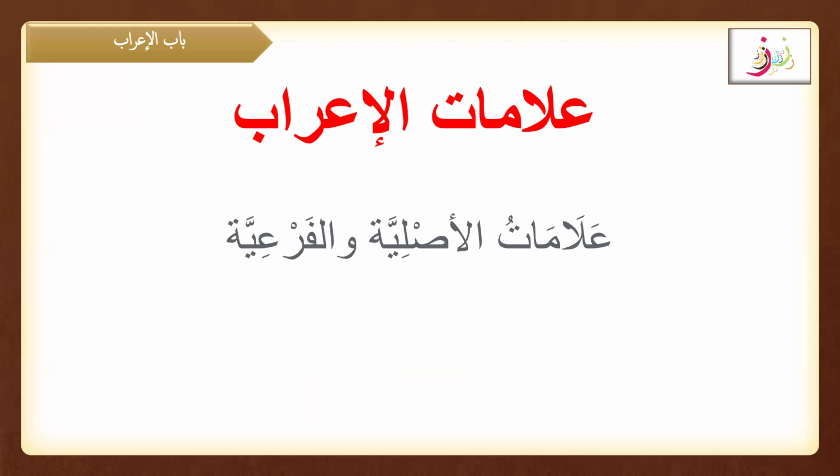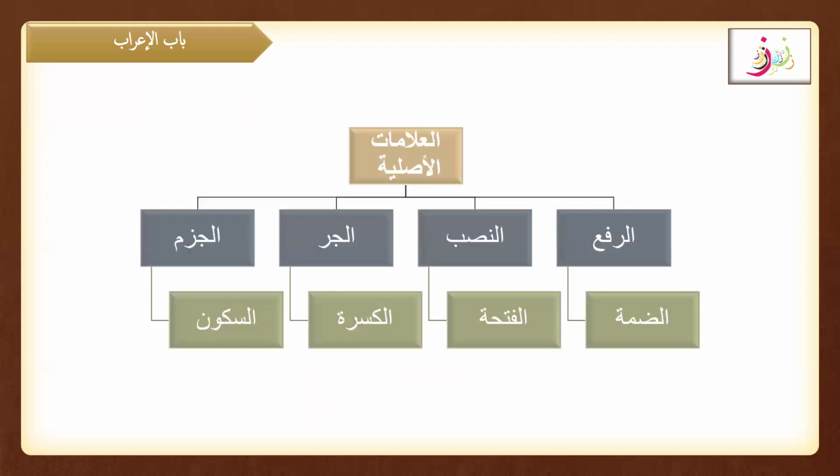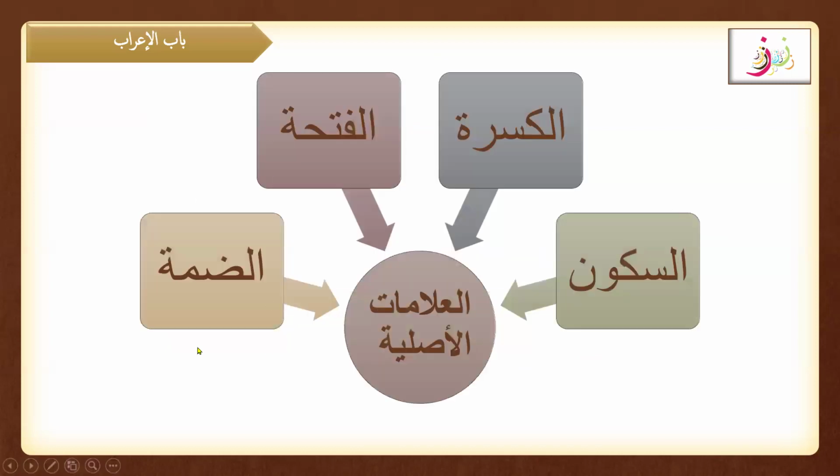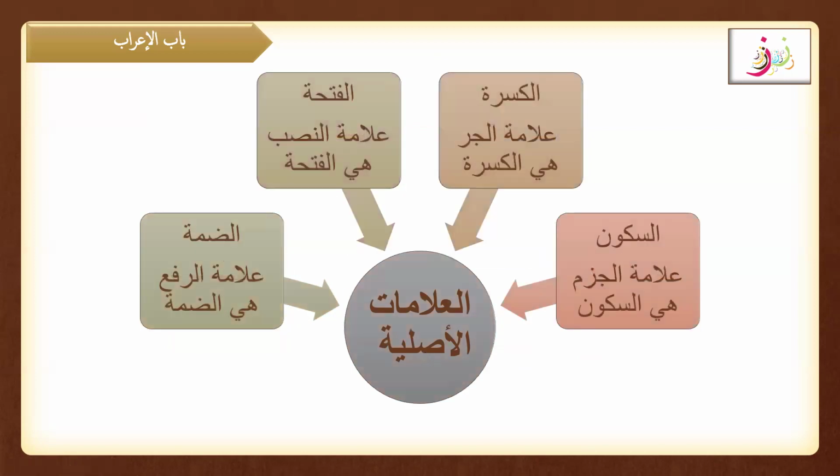As I mentioned, I'm going to put the link for the detailed lectures on alamat asliya and fariya, so you can watch those lectures as well. This is the recap for alamat asliya. There are four states: Rafa, Nasab, Jar, and Jazm. For Rafa, it is always dhamma. For Nasab, it is always fatha. For Jar, it is always kasra. And for Jazm, it is always sukun. These are the real signs for the states of Rafa, Nasab, Jar, and Jazm: dhamma, fatha, kasra, and sukun.